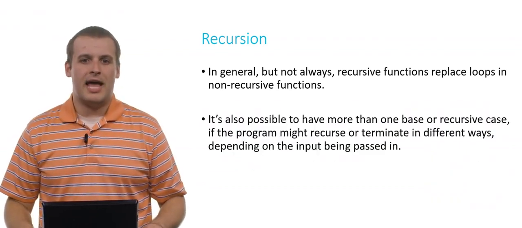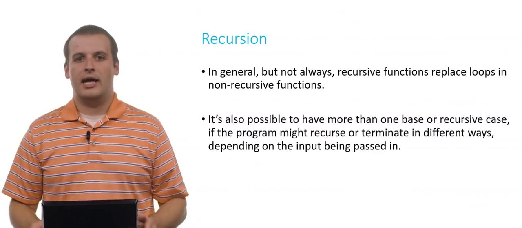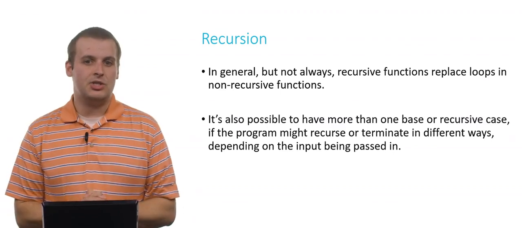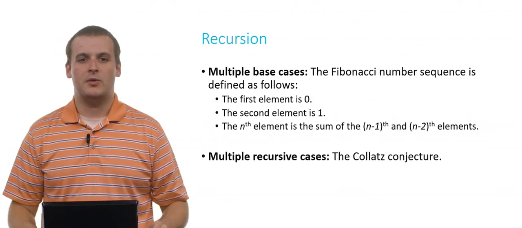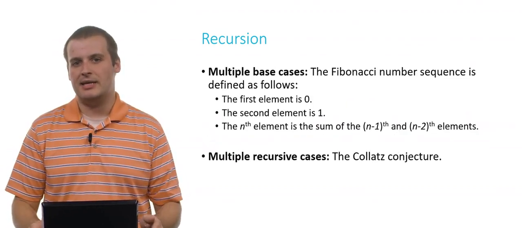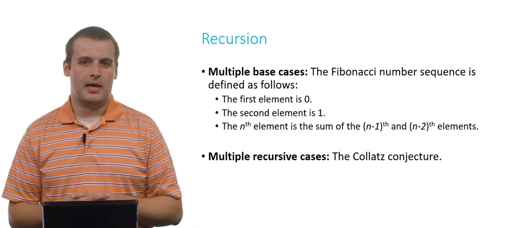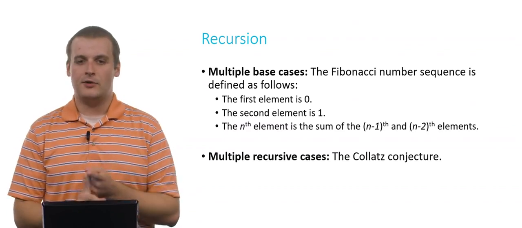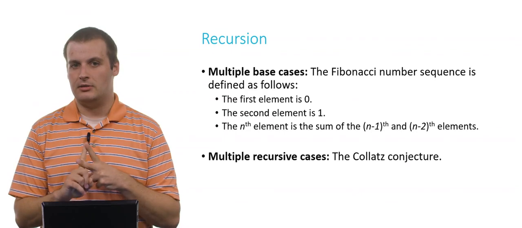Now, it is possible to have more than one base case or more than one recursive case, depending on what your function is trying to do. You're not necessarily just limited to a single base case or a single recursive case. So an example of something with multiple base cases might be this, the Fibonacci number sequence. You may recall from elementary school days that the Fibonacci sequence is defined like this. The first element is 0. The second element is 1. Both of those are just by definition.